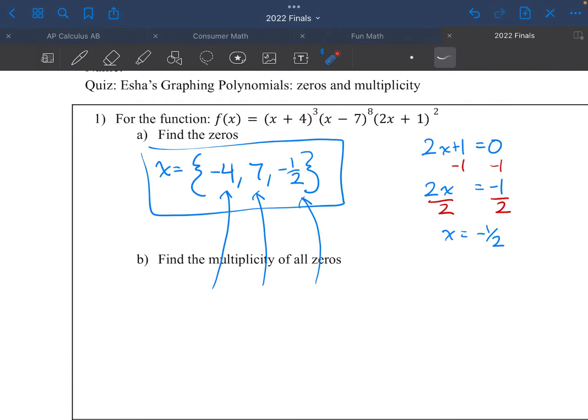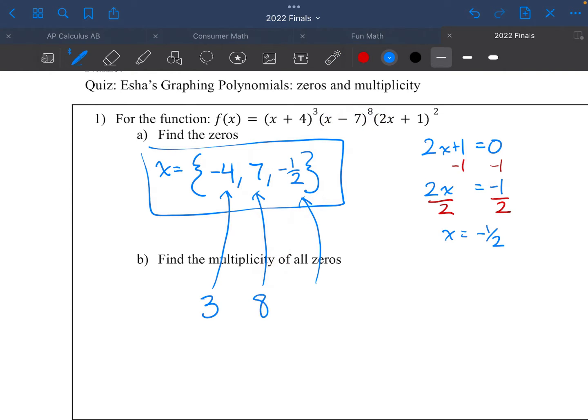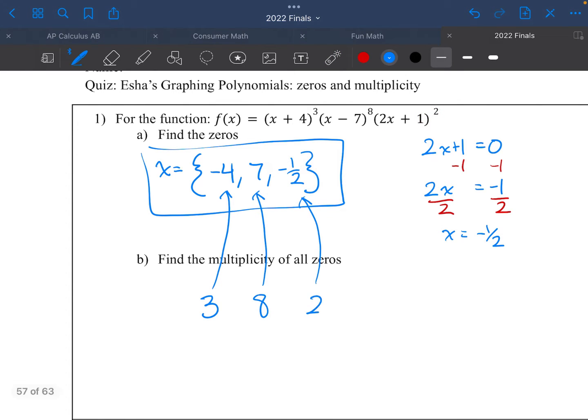This one was a power of 3 for the 4, so it's a power of 3. This one for the 7 came from this one right here, which had a power of 8, which means that 8 is going to come down here, and we're going to say that one was a power of 8. And this -1/2 came from this one, which had a power of 2, which means our multiplicity is 2.